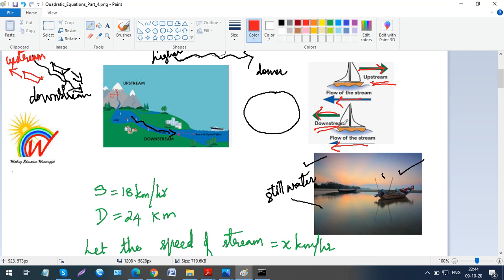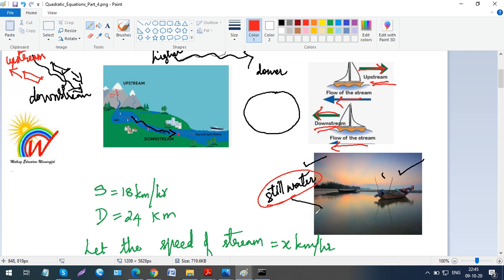And still water is the case where the boat is being rowed in stagnant water. The water is not flowing in any direction, like in the case of a lake, right? In Bangalore you would have seen many lakes, right? In these lakes, whatever speed you are using will be considered as the speed of the boat. Nobody is actually pushing or stopping you, right?